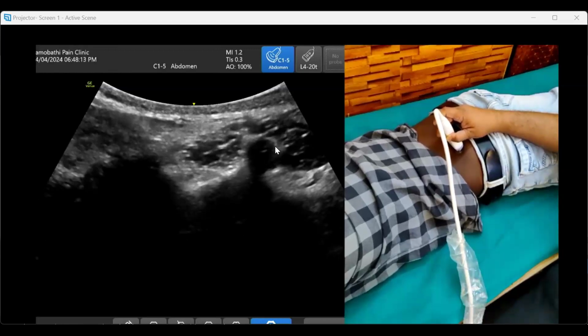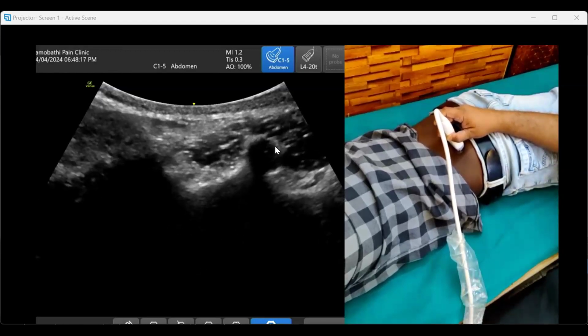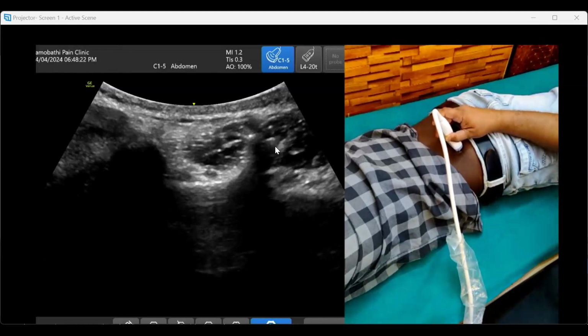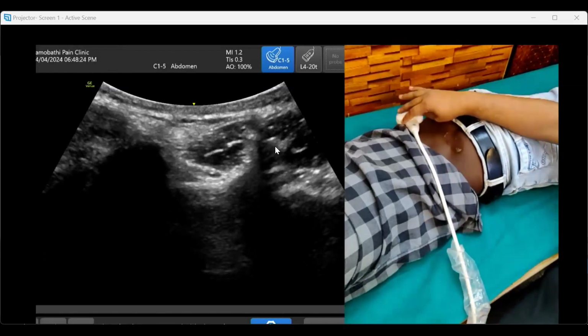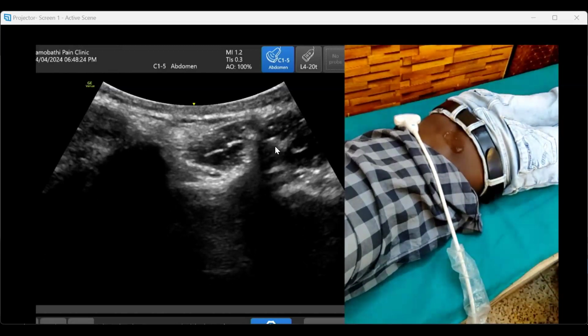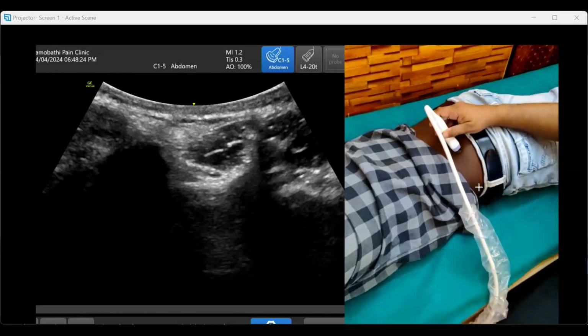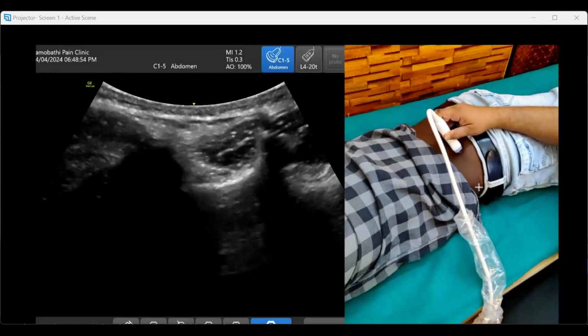So can you identify the areas? Which one is close to the spine and which one is the PSIS? Let me stop, freeze and show. Here we are not seeing much inside, but at this portion we can see the spine. And this is the posterior superior iliac spine. So we have reached that area. Now we will move slightly towards the caudal side.